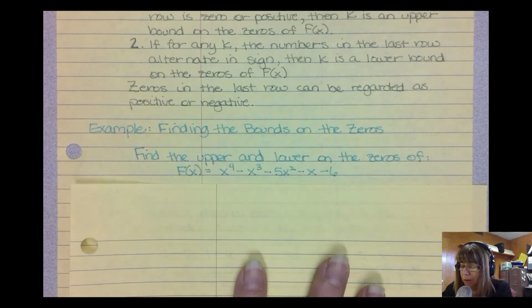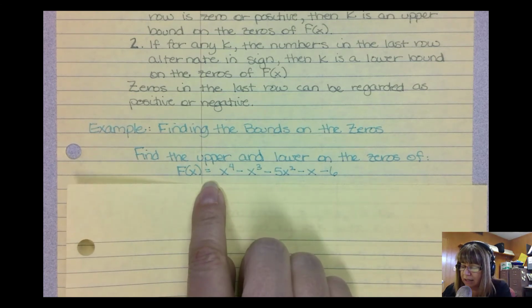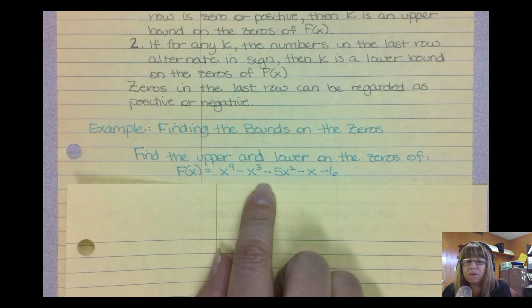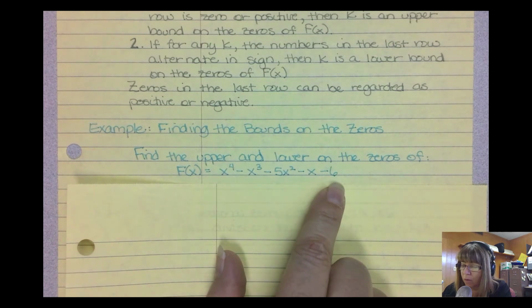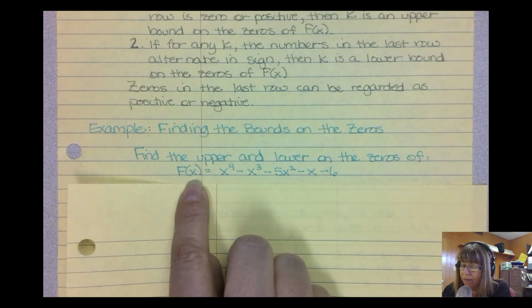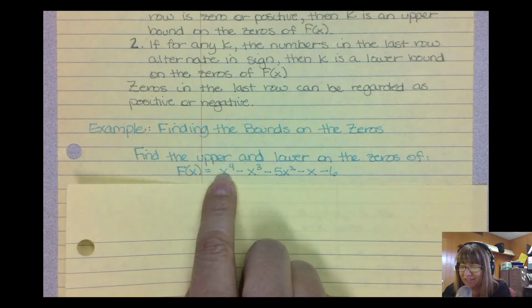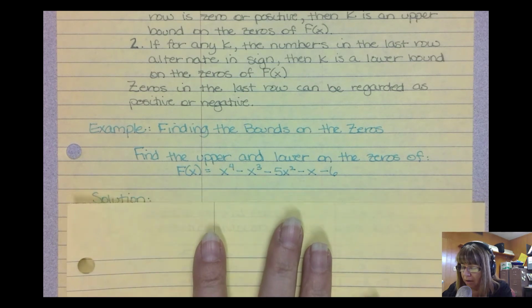Let's find the upper and lower bounds on the zeros of f of x equals x to the fourth minus x cubed plus 5x squared minus x minus 6. Now, first and foremost, we need this rule. We know that all of these coefficients are real numbers, and we have a positive leading coefficient. So we can figure out these bounds by using our rules for our bounds.